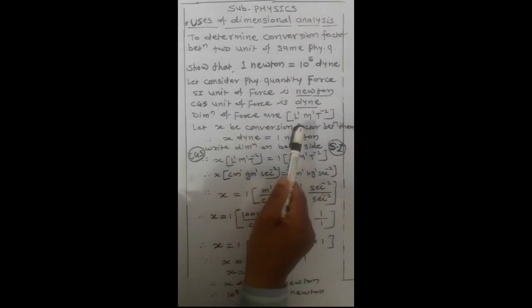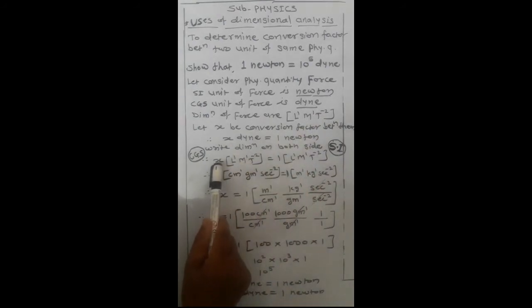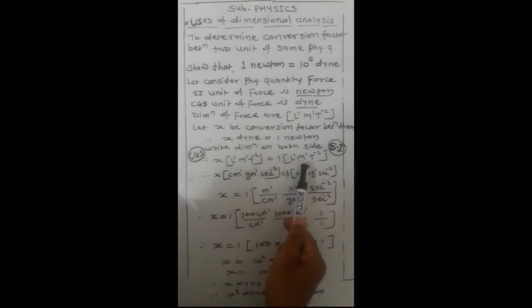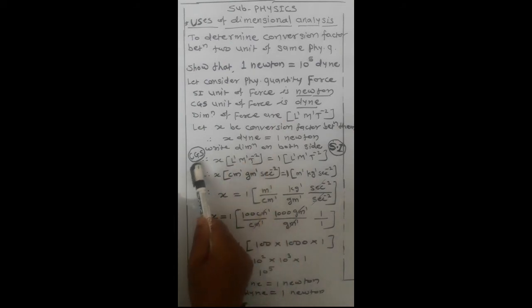Then we have to write the dimensions on both sides. We know that the dimension of force is L1 M1 T-2. We can write here, then again you write x as it is, L1 M1 T-2 is equal to 1 as it is. Then write the dimension of the force, which are the same on both sides, because this is the same physical quantity, only the different units we have to take here.